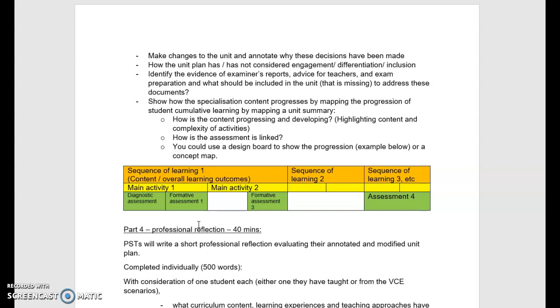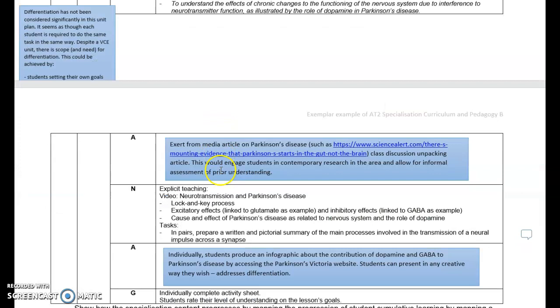So you could do a design board similar to the one that was in the assessment instructions. So here we've got the sequence of learning, and then we've got the activities shown where they link, and then the assessment is linked. Okay. Or you could do a concept map, which is the one in the exemplar.